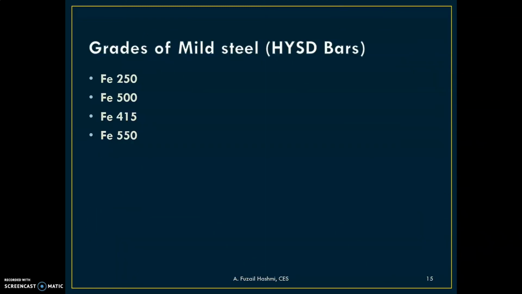These are the grades of the mild steel: Fe250, Fe500, Fe415, Fe550. What do these numbers denote? These numbers denote the yield strength. So Fe250 means HYSD steel bar or mild steel bar which has a yield strength of 250 Newton per mm square. Fe550 means the HYSD bar has a yield strength of 550 Newton per mm square.